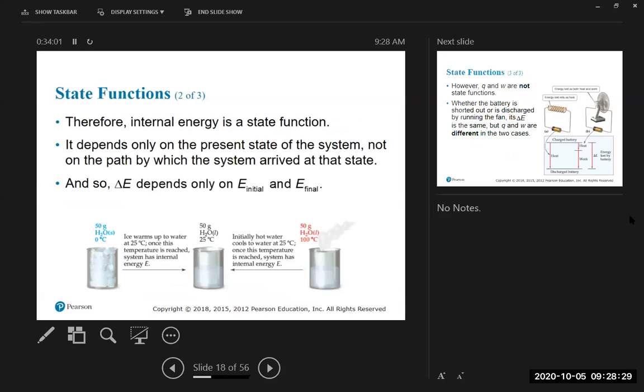So internal energy is a state function because we're not concerned about how you got there. We're just concerned about where you start and where you end. We don't care about the path of how we arrive there. So because of that, delta E only depends on initial and final.